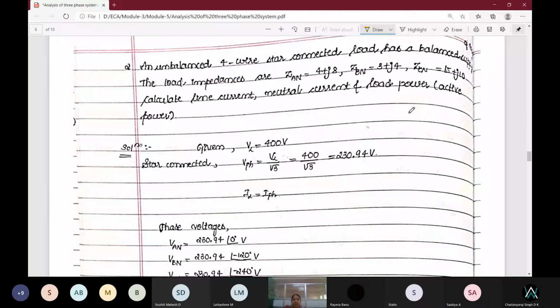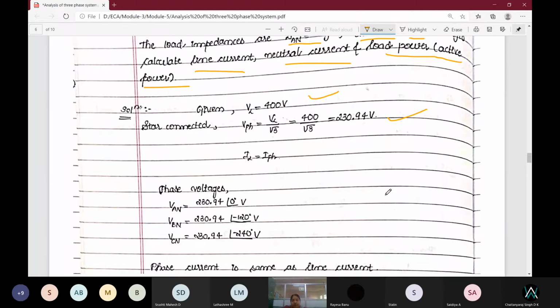An unbalanced 4-wire star-connected load has a balanced supply. The load impedances are given as ZAN, ZBN and ZCN. Calculate line currents, neutral current and load power, that is active power. They have told you to find out the active power. What they have given is VL is 400 volts. Find out the phase voltage, that is VL by root 3.